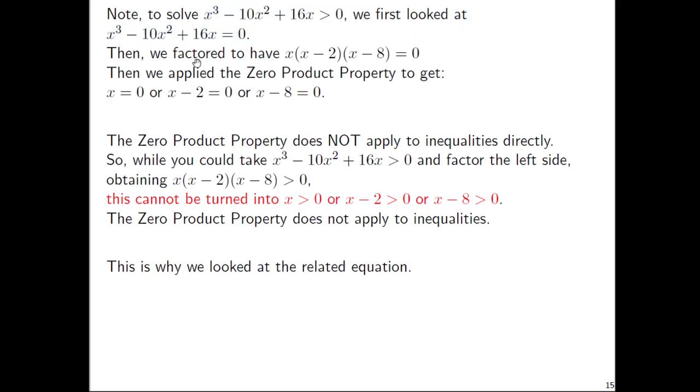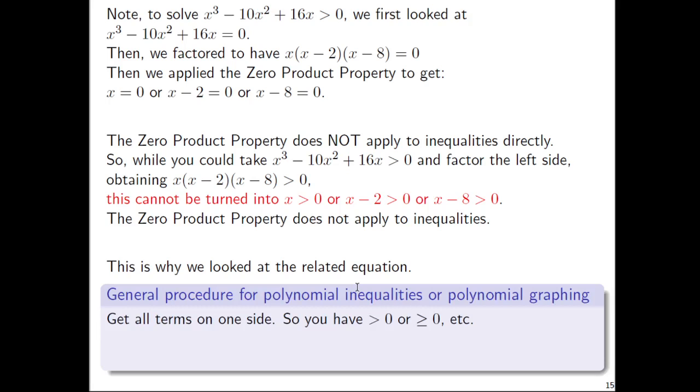The equation let us break things down so that we could see x equals 0, x equals 2, and x equals 8. And then we could say, oh, if the number line is cut right at x equals 0, at x equals 2, x equals 8, then we can build a sign chart out of the 4 intervals created by the 3 cuts. So this is, just to outline it, a general procedure for polynomial inequalities or polynomial graphing.